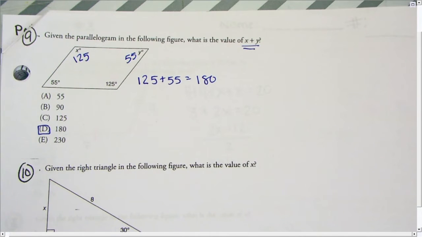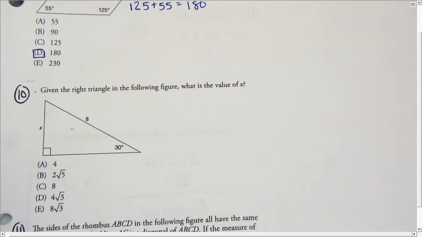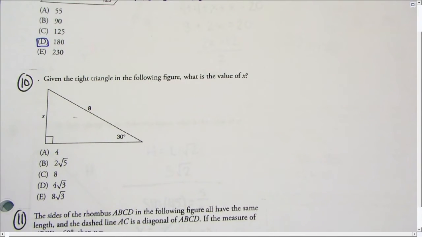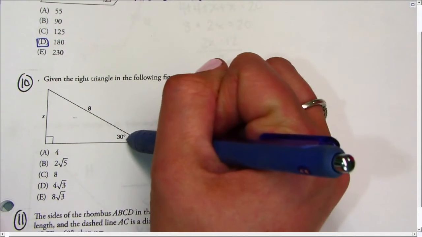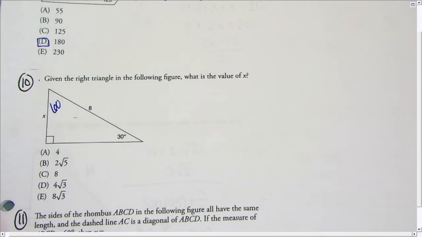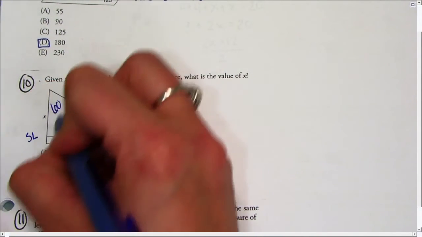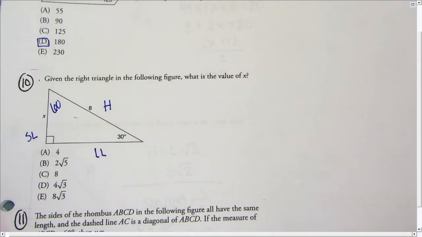Okay, very basic. Most of the properties of parallelograms, the ones that are used most often, are that they all add up to 360, and the opposite ones are the same. Number 10 is a special right triangle. We should notice that right offhand because this has a 30, a 90, and then obviously that one is 60. So to do this one, remember: hypotenuse, across from the 30 is the short leg, across from the 60 is the long leg.